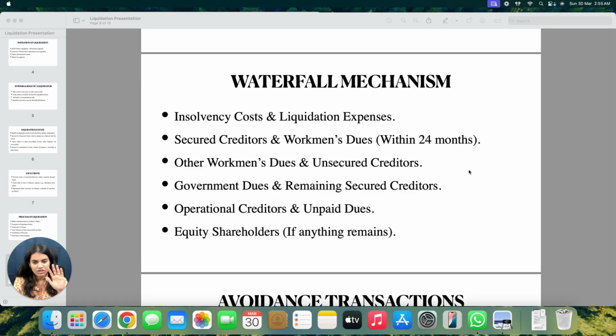Generally, what is observed is that in a liquidation, I'm making a very generalized statement, it is not a 100% rule. However, commonly, beyond the secured creditors, none of the other stakeholders have been realizing any amounts. Operational creditors are provided with bare minimum nominal amounts.